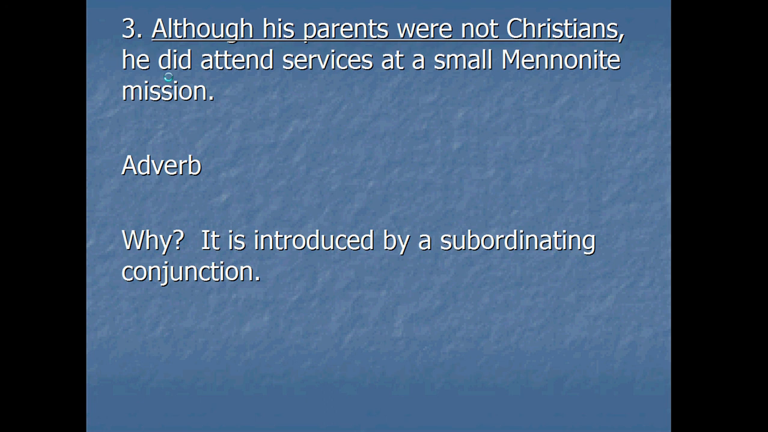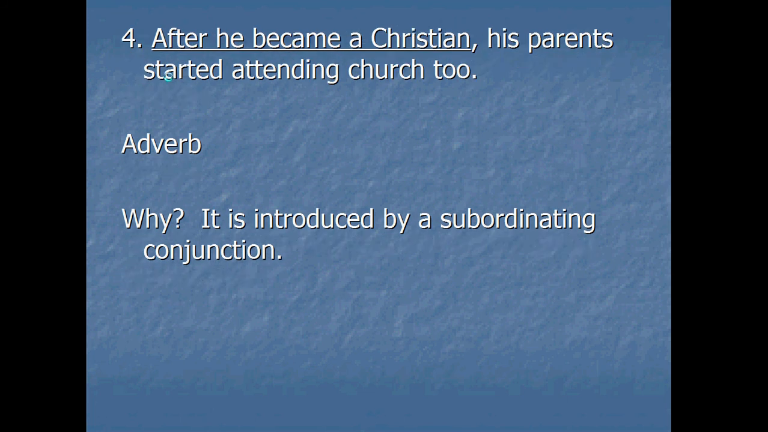Number 3, although his parents were not Christians, he did attend services at a small Mennonite mission. This is an adverb clause. Why? Because it is introduced by a subordinating conjunction, which is although. Number 4, after he became a Christian, his parents started attending church too. This is an adverb clause because it is introduced by a subordinating conjunction.